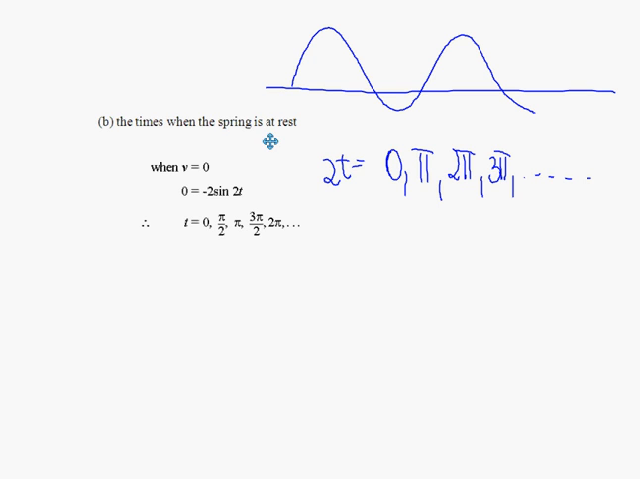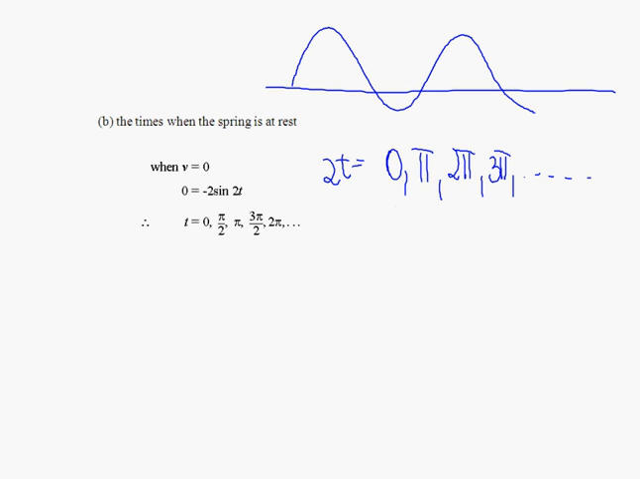There are times when the spring's at rest. Well, velocity is 0 when it's at rest. So if we substitute v equal to 0 and solve minus 2 sine 2t, so really where sine 2t is equal to 0, we start to see a pattern: 0, pi, 2 pi, 3 pi, and so on. Because 2t would be equal to all those.